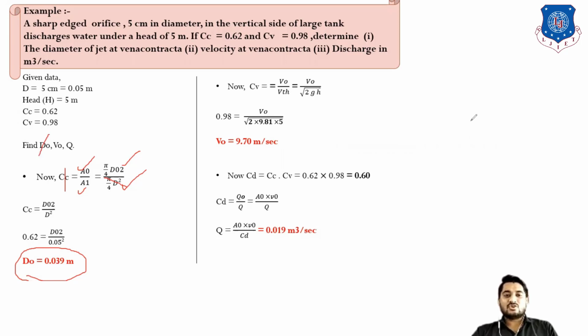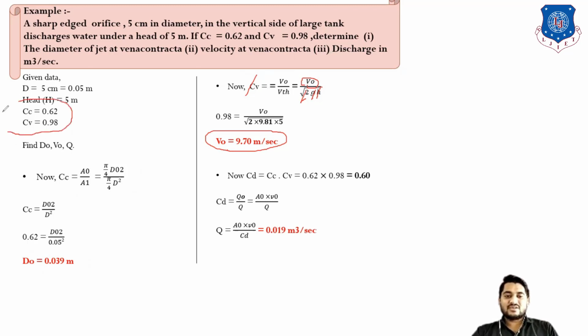Next, the value of CV is also given, so let us use it. CV is equal to the velocity at vena contracta divided by the theoretical velocity. So CV is equal to V0 divided by under root 2gH. In this, CV is given, and 2g and head H are also given. So we can find V0 by this method. V0 is equal to 9.70 meter per second. Clear?